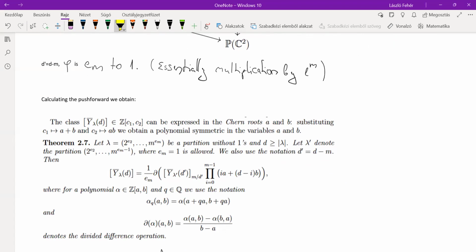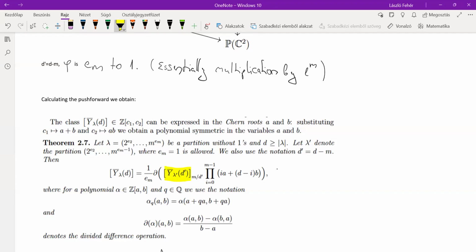So what is happening here, this is an inductive formula. You have this lambda prime, which is obtained from lambda by removing the point which has the largest multiplicity. So we assume that we already know the cohomology class of this guy. And this formula tells us how to calculate out of this the cohomology class of y lambda. Okay, and it's fairly simple.